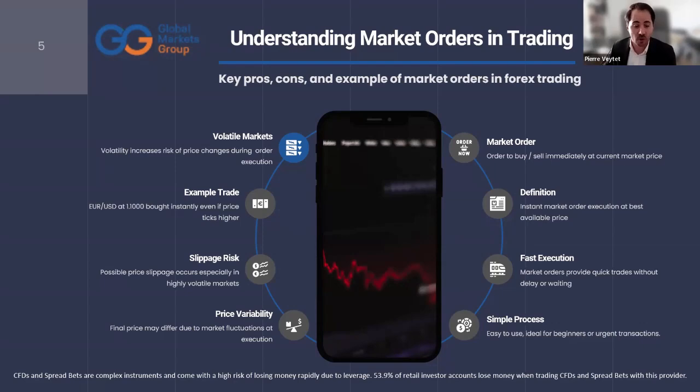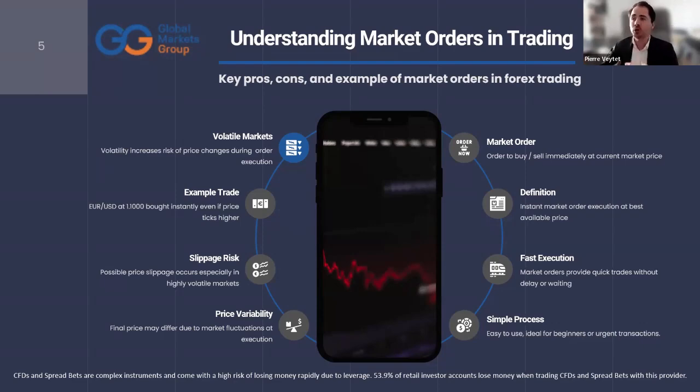But there's a trade-off to all this. In fast conditions, such as market open on indices or news, for example, we're going to have the NFP at the end of the week, in volatile conditions, your fill may slip. This is important to bear in mind.